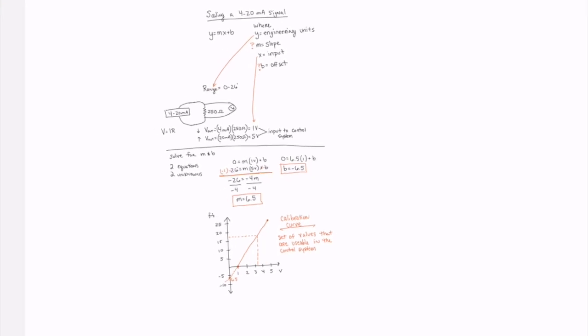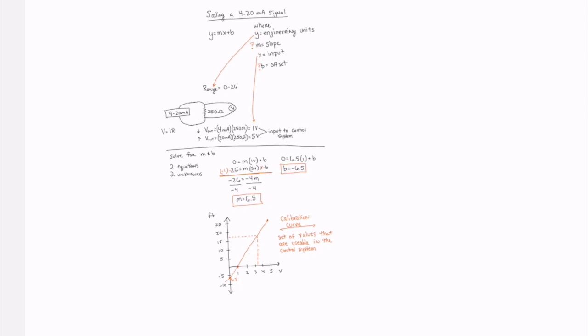So we're going to use the good old equation y equals mx plus b because this is a linear signal, where y is equal to the engineering units, or 0 to 26 feet. M is equal to the slope, which we don't yet know. X is equal to the input, we'll come back to that in a moment, and b is equal to the offset, and we also don't know that. But that's what scaling is.